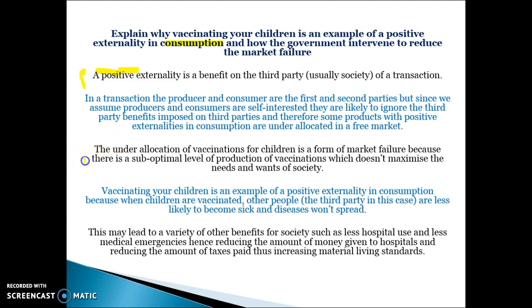So the underallocation of vaccines for children is a form of market failure because there is a suboptimal level of production of vaccinations which doesn't maximise the needs and wants of society. Vaccination is an example of a positive externality in consumption because when the children are vaccinated, other children are less likely to become sick and diseases won't spread.